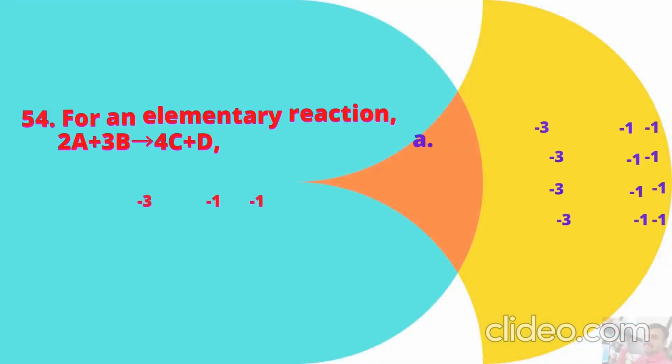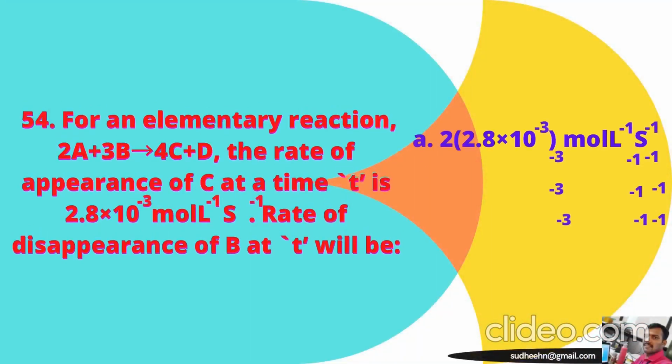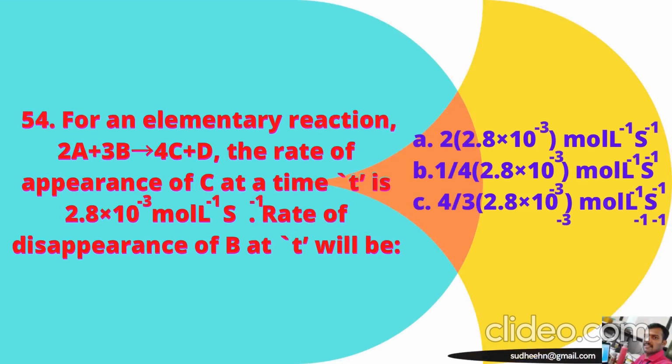Question number 54. For an elementary reaction 2A plus 3B gives 4C plus D, the rate of appearance of C at a time t is 2.8 into 10 to the minus 3 moles per liter per second. Rate of disappearance of B at t will be: option A, 2 into 2.8 into 10 to the minus 3 mole per liter per second. Option B, 1 by 4 into 2.8 into 10 to the minus 3 moles per liter per second. Option C, 4 by 3 into 2.8 into 10 to the minus 3 moles per liter per second. And option D, 3 by 4 into 2.8 into 10 to the minus 3 moles per liter per second.